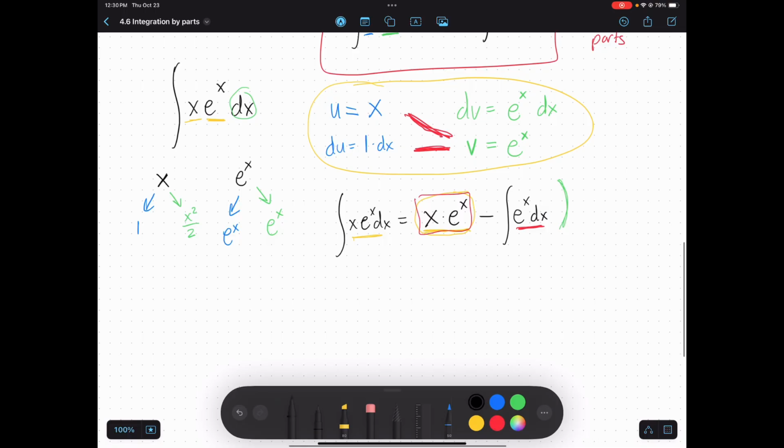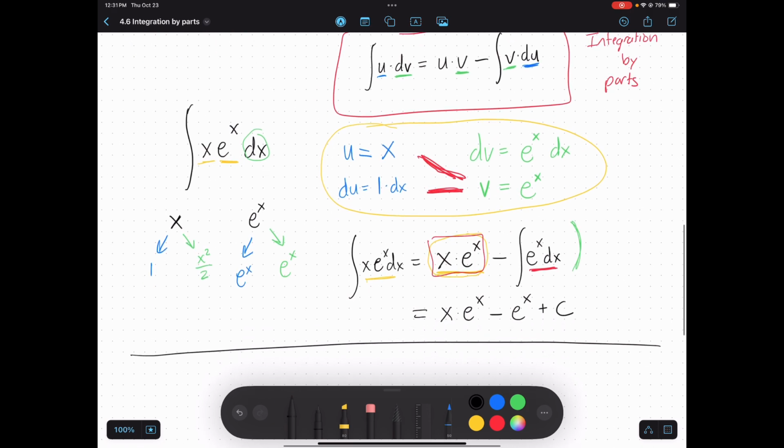I know how to find the antiderivative of this, and I get x times e to the x minus the antiderivative of e to the x, which is just e to the x. And since it's indefinite, make sure you add the plus c at the end. So even though it looks like it's getting more complicated, if you choose your u and your dv correctly, you'll end up with an integral that you can actually find the antiderivative of.